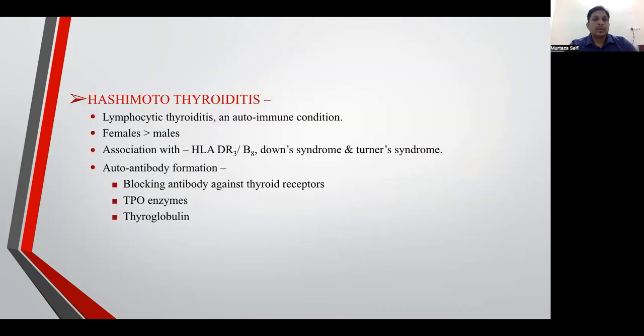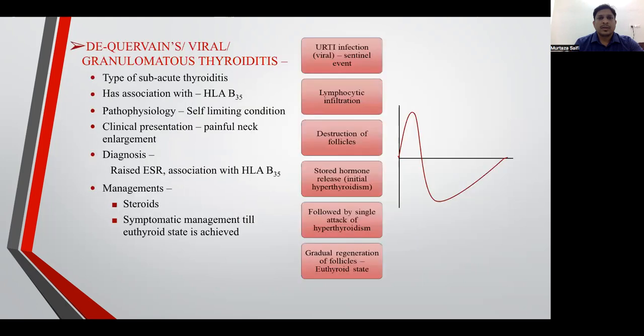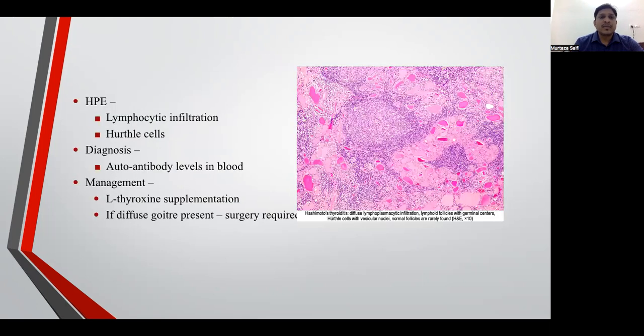Okay, so today we will cover from Hashimoto's thyroiditis. Lymphocytic thyroiditis is an autoimmune condition. It is more in females than in males. Association with HLA DR3 and B8 genes, and Down syndrome and Turner syndrome are associated syndromes with Hashimoto's thyroiditis. I think Hashimoto's thyroiditis we have already covered.